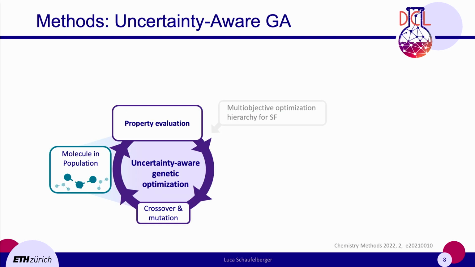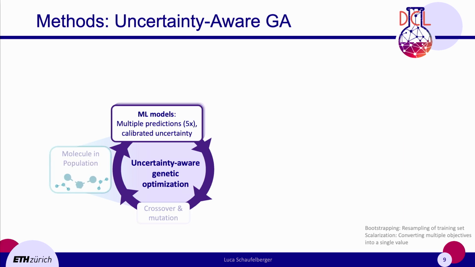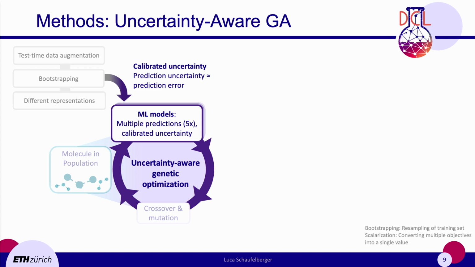From the method uncertainty-aware optimization, we again start off from the usual genetic algorithm pipeline. Now we have a multi-objective optimization hierarchy for our target. But the main change that we make is that our property evaluation now gets replaced by multiple machine learning models, where you do multiple predictions and get a calibrated uncertainty from that. In a bit more detail, we use very standard procedures: test time data augmentation, bootstrapping, and combining different molecular representations to get this calibrated uncertainty.